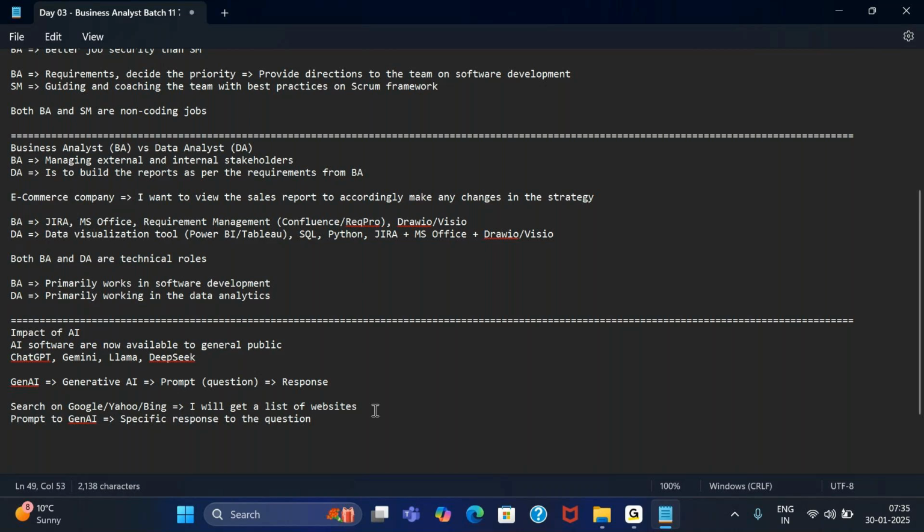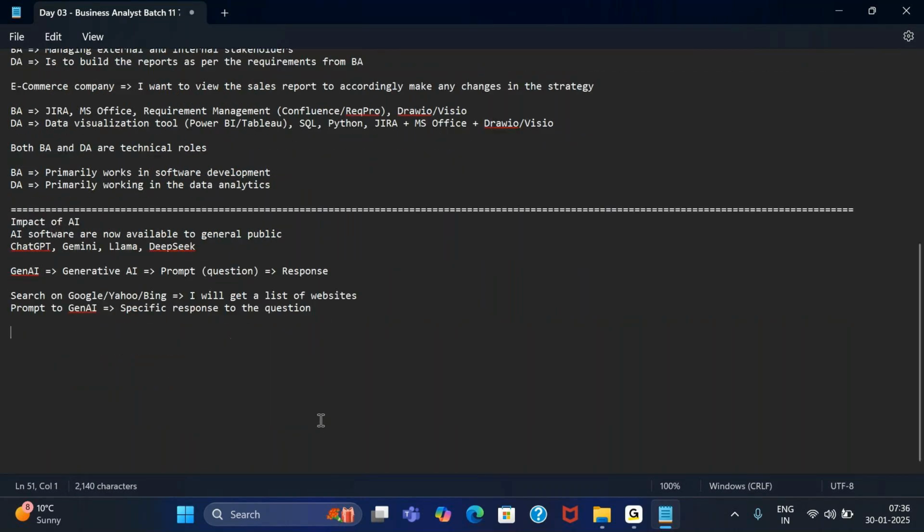Now this obviously leads to certain questions as well. It is okay that I am able to ask a question and get a response, but how do I know, or how do I rely on the response given?